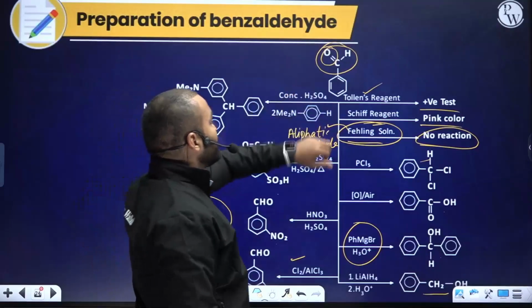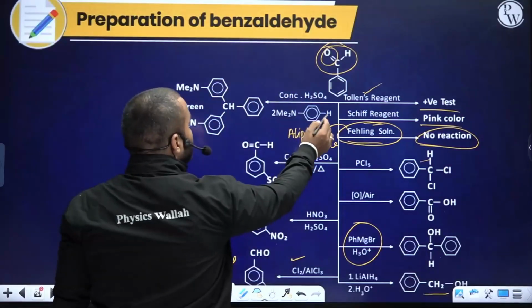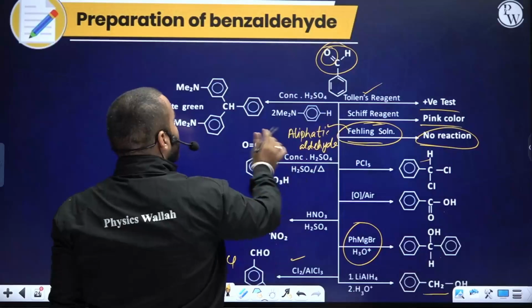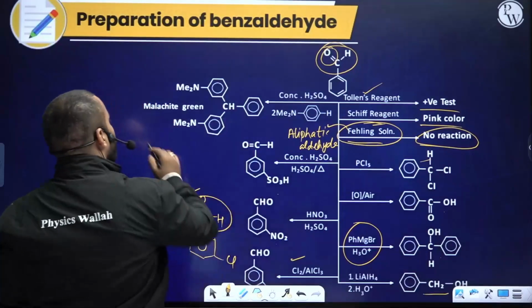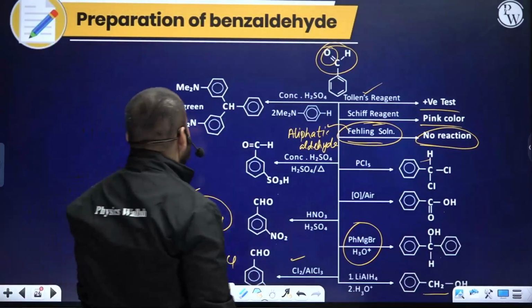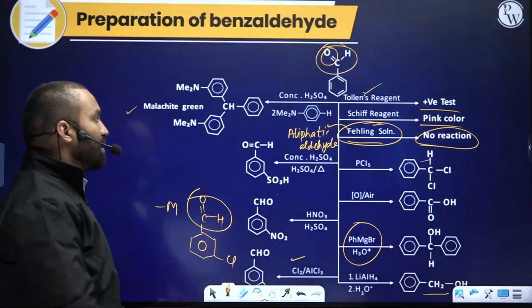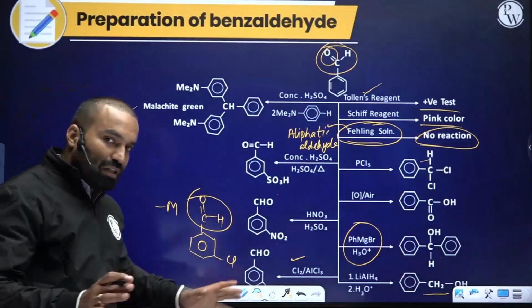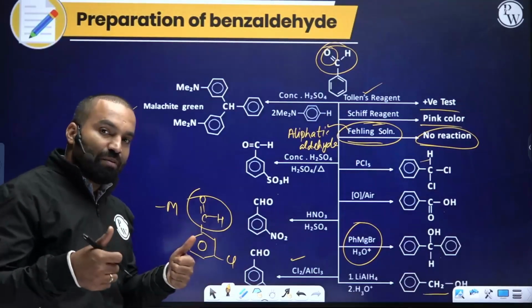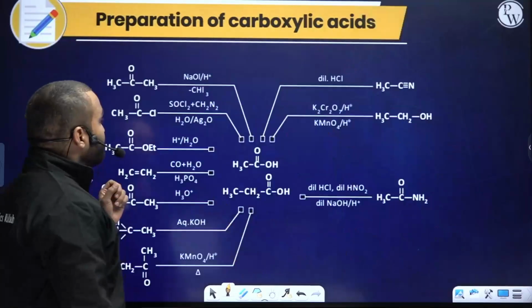When you start with benzaldehyde, one molecule offers hydrogen, the other molecule will offer hydrogen, and both of them will prepare a dye known as malachite green. All the reactions clear from this page, everybody? Shall we proceed further? Lovely.